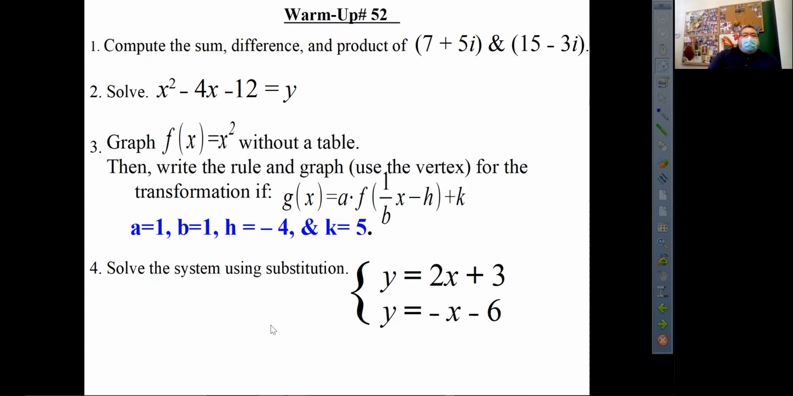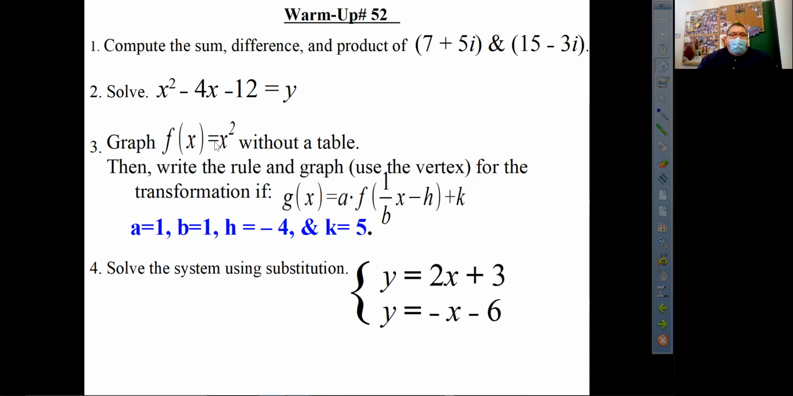So warm-up number 52 is on the screen. And once again, we've been working on these already for about a week, so hopefully you got these. Warm-up number 52 reads, number one, compute the sum, difference, and product of 7 plus 5i and 15 minus 3i. And that was last night's homework, by the way. Number two, it says solve x squared minus 4x minus 12 equals 0. You know different methods of doing that, so hopefully that should be a piece of cake.